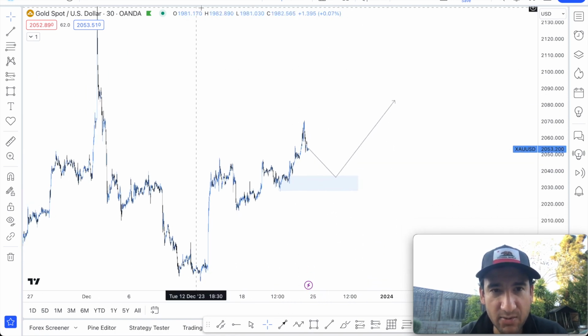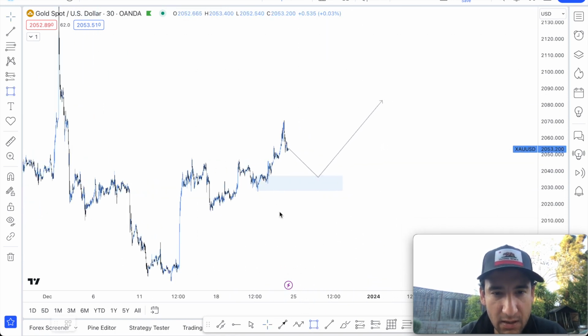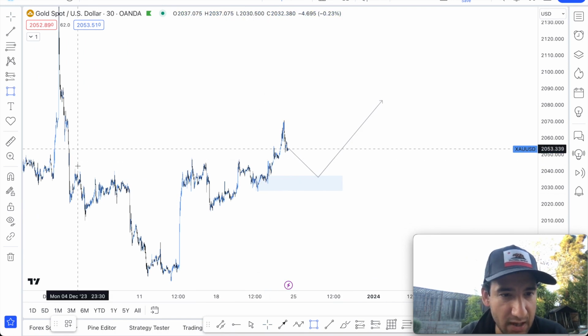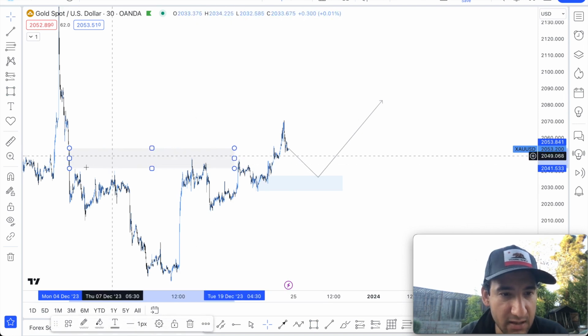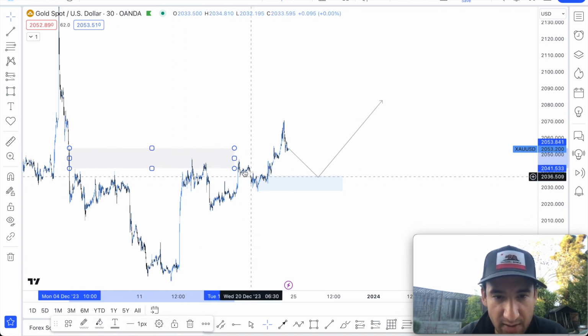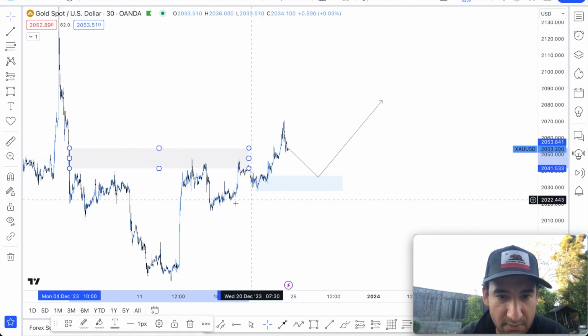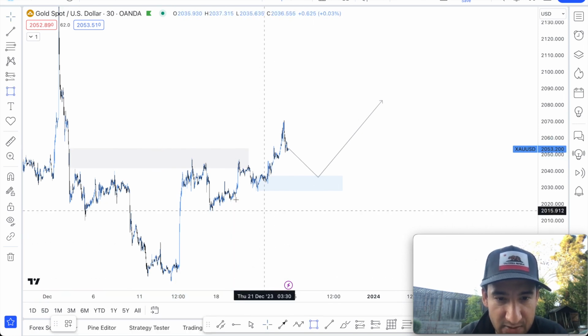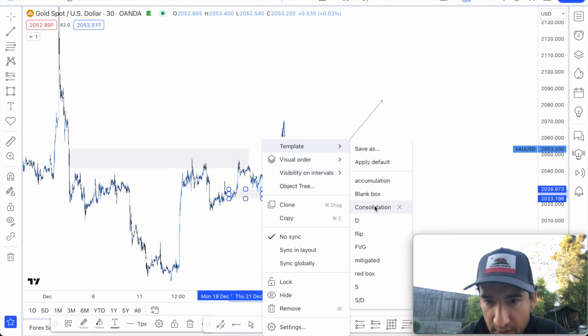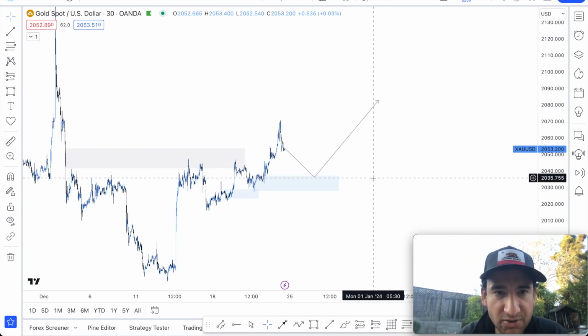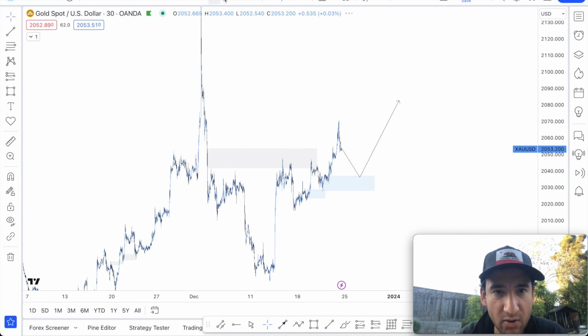So what we have here is we're on the 30-minute. We see that there was a bunch of supply right here that took place. There's your sell. There's another sell, right? So we had this supply mitigate this low here. So this was mitigated right there, okay?